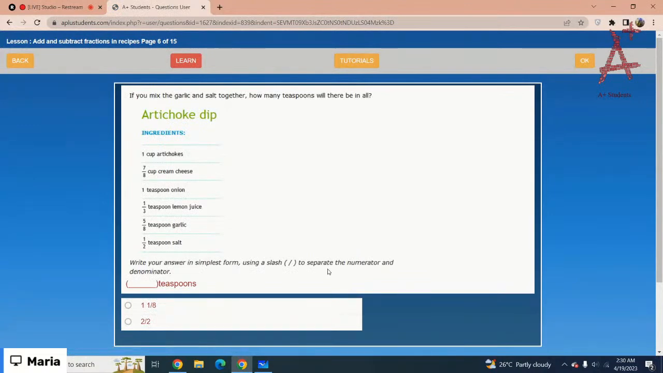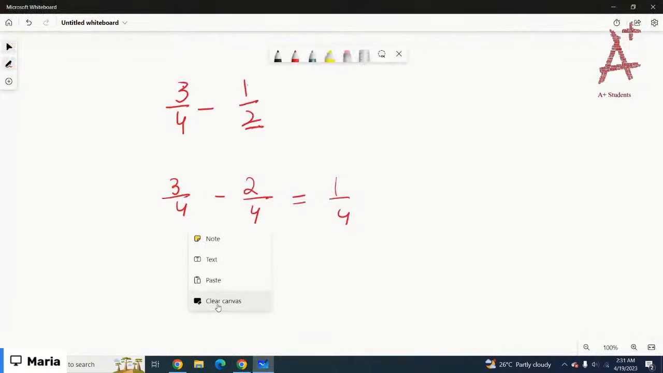Okay, the next one is, if you mix the garlic and salt together, how many teaspoons will there be in all? So that means you have to add. So garlic is 5 by 8 and salt is 1 by 2. Got it? So just add 5 by 8 and 1 over 2.